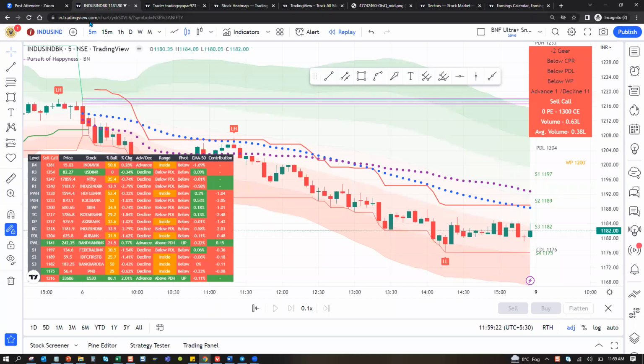The level and sell calls, whatever are mentioned here, are they related to stocks or this thing? Like example, in the Kotak Bank, on the left-hand side, the level says TC. What exactly is the relation between Kotak Bank and the TC level?